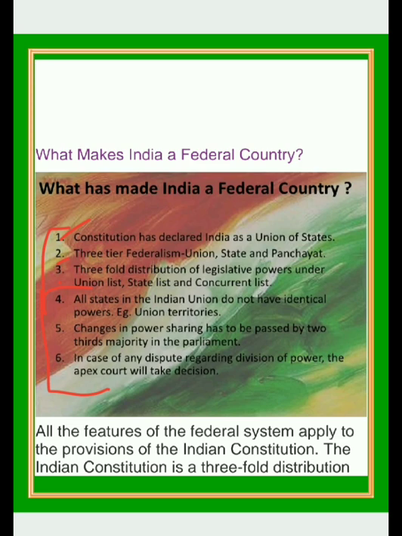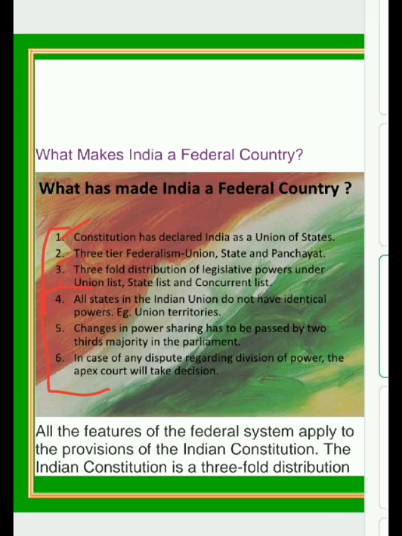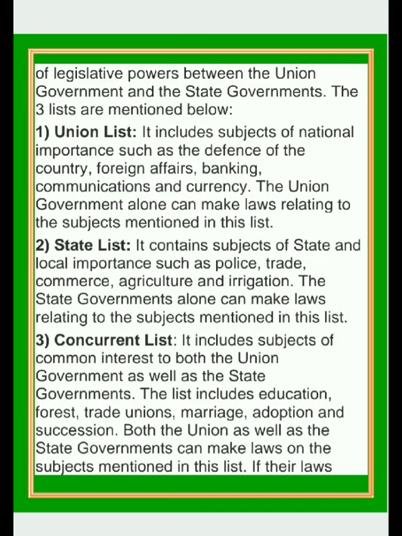You have been studying these three lists, I think from class 8, right? You all are very familiar with these words. Let us see what these lists are. First, the union list. It includes subjects of national importance such as defense of the country, foreign affairs, banking, communication and currency. There are about 100 subjects in the union list. Here we have quoted very few.